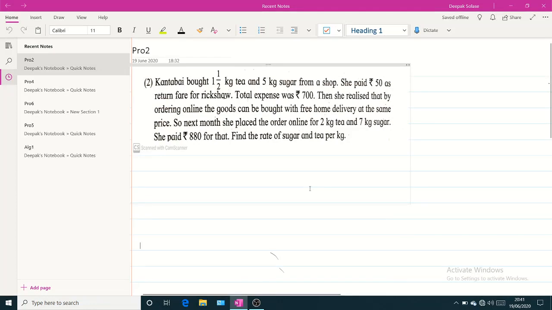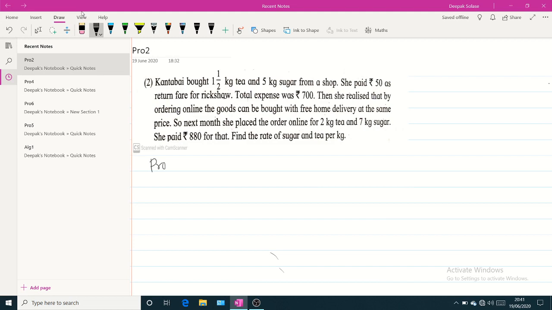Right now we have a problem. This is an example of a practice set, problem set 1. It is the second example out of 7 that I am talking about. So let's solve this example.